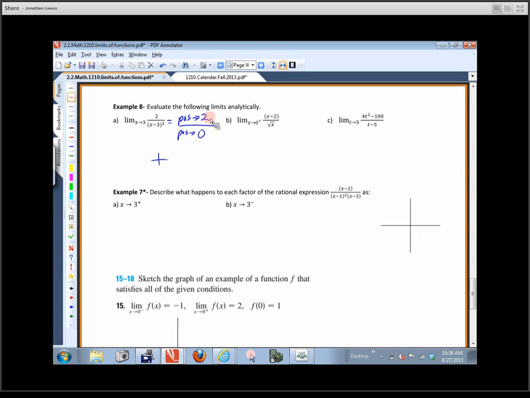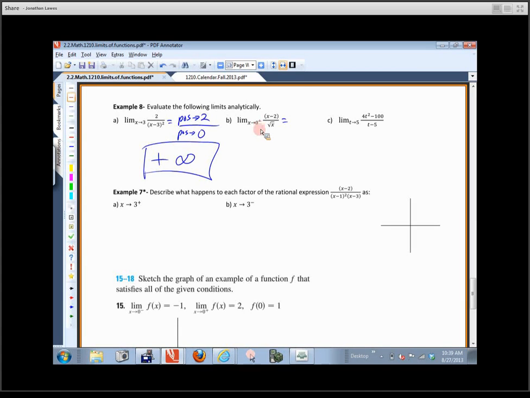Number. Who cares if it's 1 or 2 or 17 or 400? If you take a number and divide it by a number that's getting closer and closer to 0, what happens to the overall quantity? It gets big. So there is the limit on that one. Didn't have a picture or anything. We're just relying on the behavior of the functions. Okay?